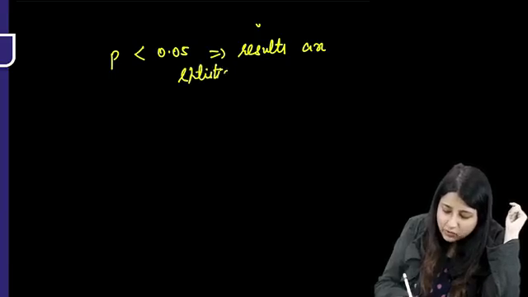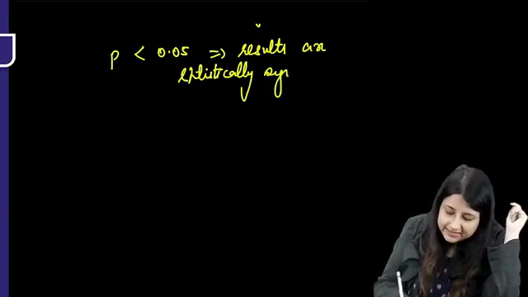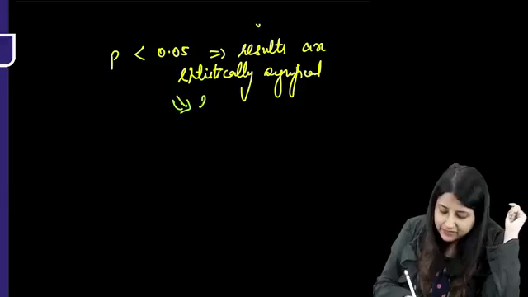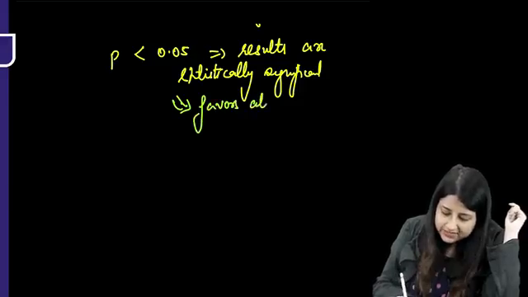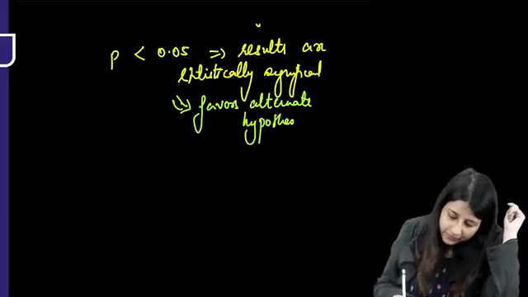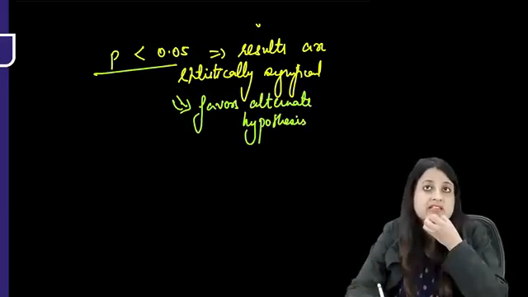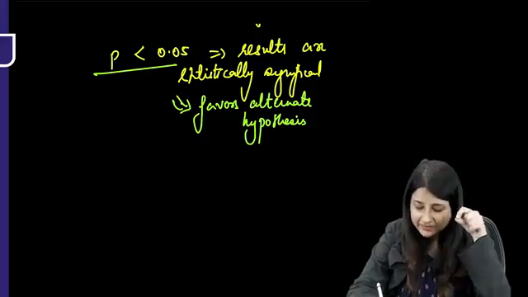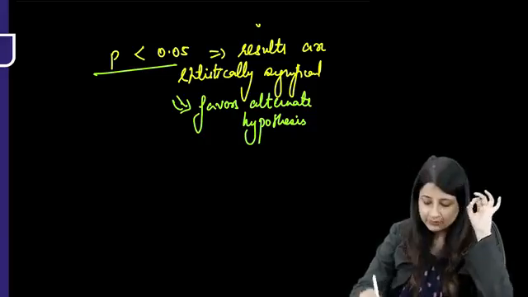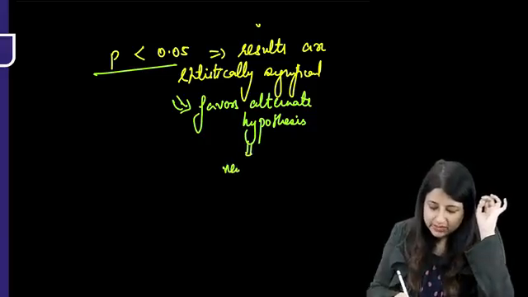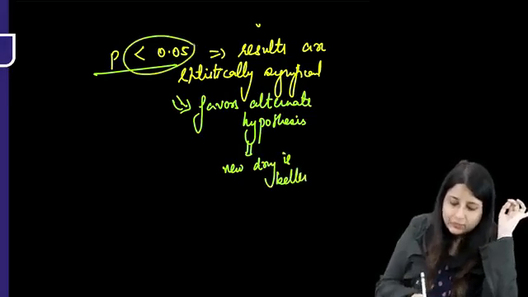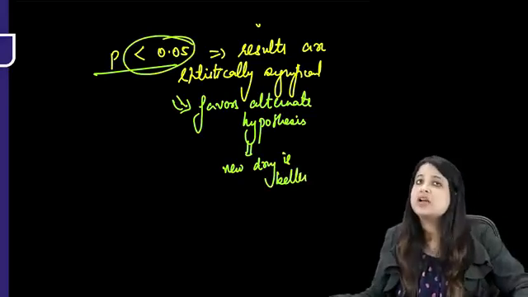In simple words, what does it mean? Results are statistically significant. So in simple words, it favors what? It favors the alternate hypothesis. P-value less than 0.05 means results are statistically significant. So in simple words, it means that it favors the alternate hypothesis. That means the new drug is better. So whenever you get a p-value less than 0.05, it means the new drug is better.